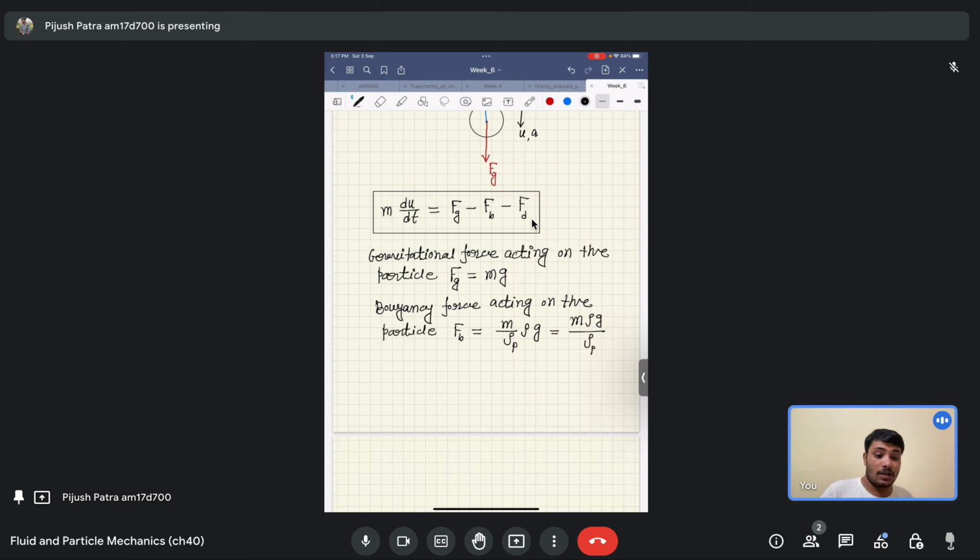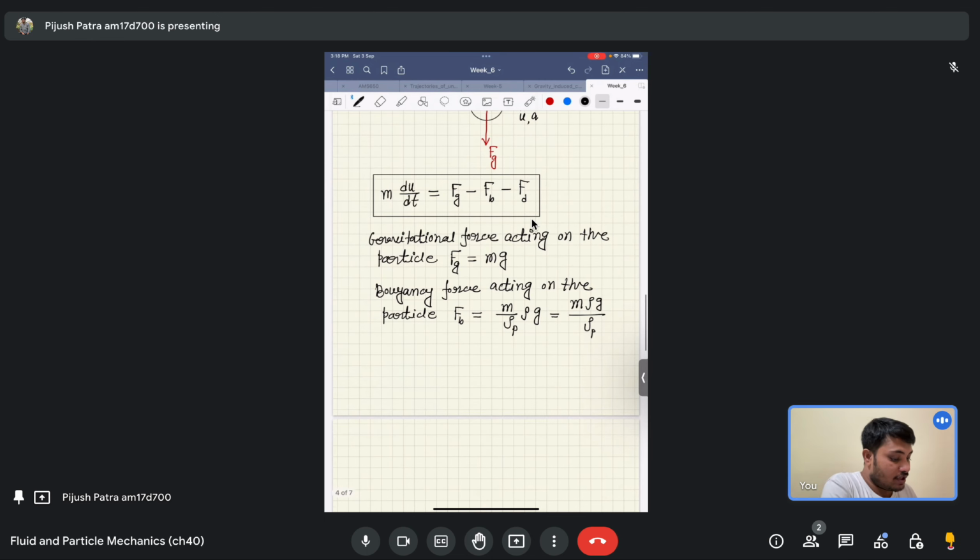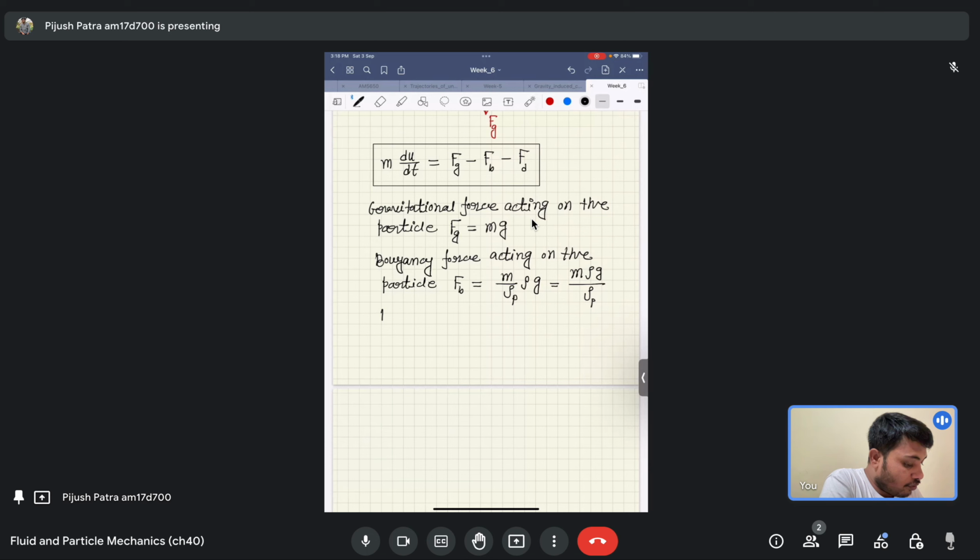This is the buoyancy force experienced by the particle because of the density difference between the fluid and the particle. Here the particle density is more, that's why it is settling downward under the action of gravity. And the last quantity, which is very important, is the drag force acting on the particle.